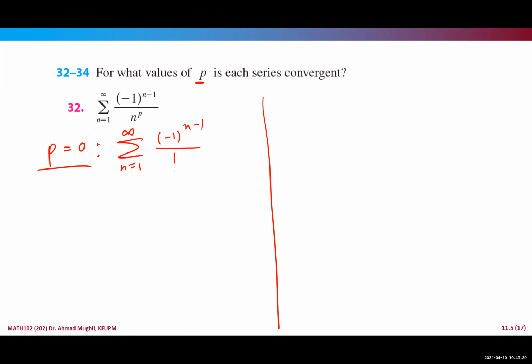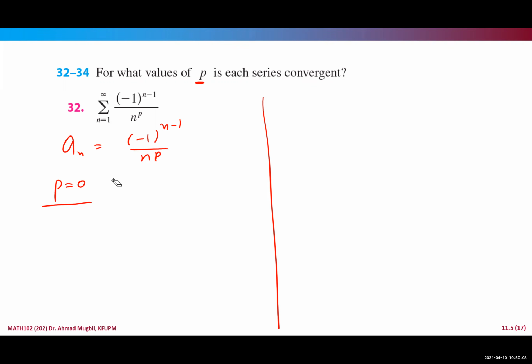Over n to the power 0, over 1. So it will be like this. This is what we have if p is 0. Now the limit of the nth term. I prefer to just focus on the nth term. So what is the nth term? The nth term is negative 1 to the power n minus 1 over n to the power p. Now the limit, if p is 0, I'll take 1 more minute from your time to record. I want this to be included in the record.